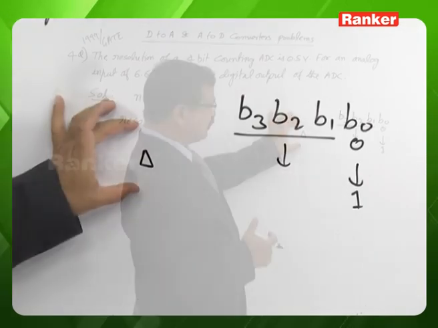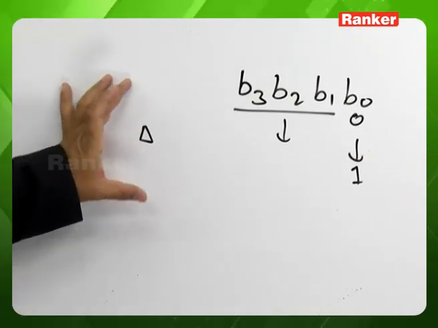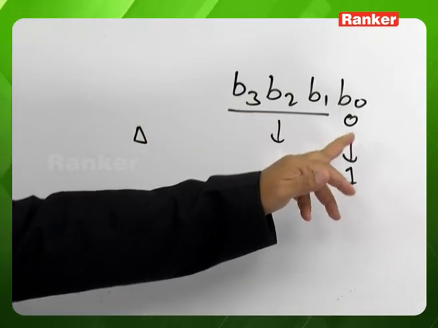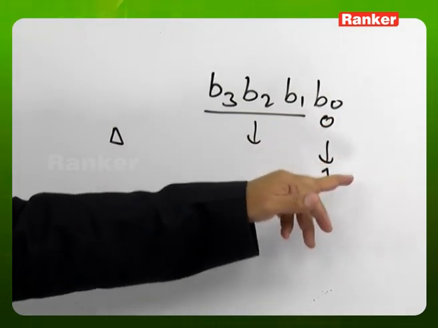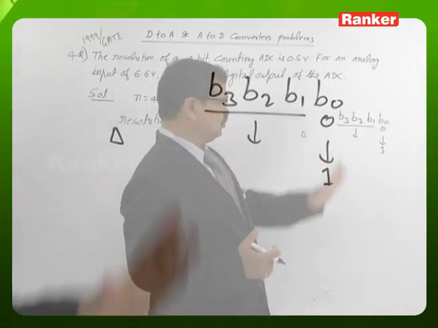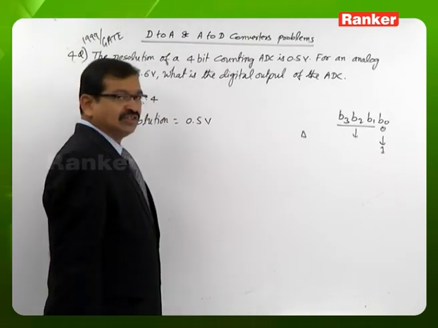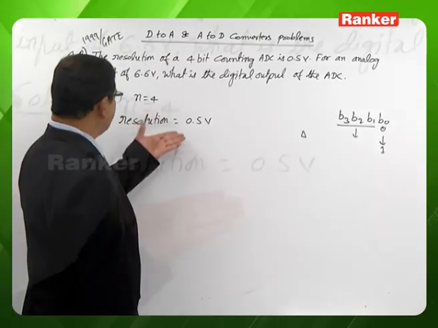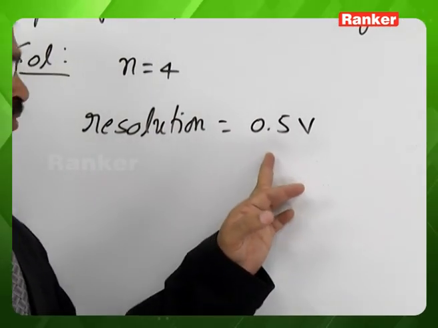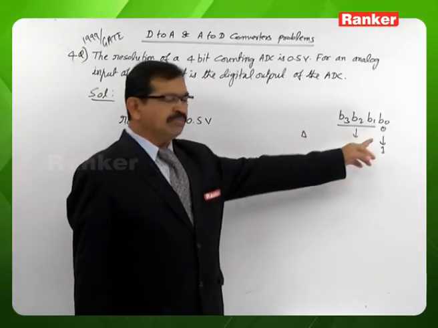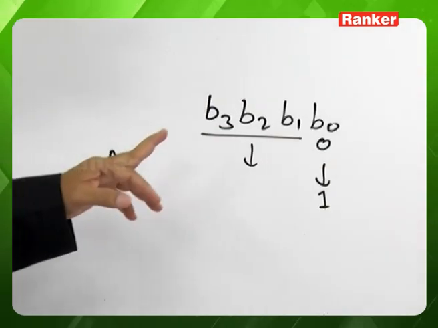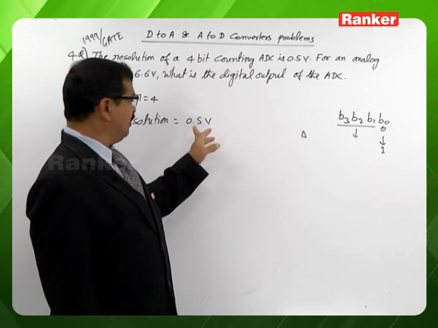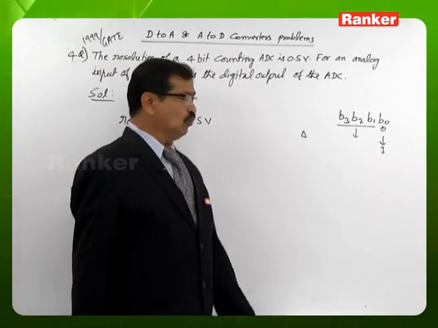So what is the smallest possible change in the input analog signal which gives the effect on the LSB bit? It may be changing 0 to 1, or vice versa, 1 to 0. That we are defining as the resolution of the analog to digital converter. So here the resolution is 0.5 volts, meaning the LSB bit is going to be affected whenever the input analog voltage changes by a minimum of 0.5 volts.